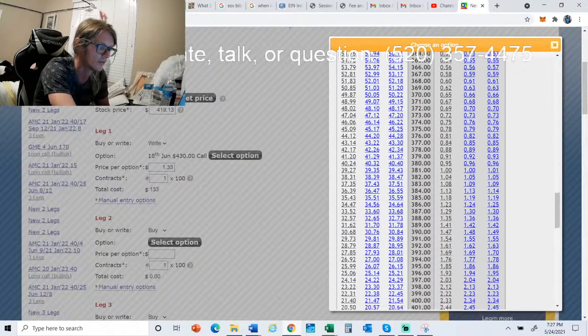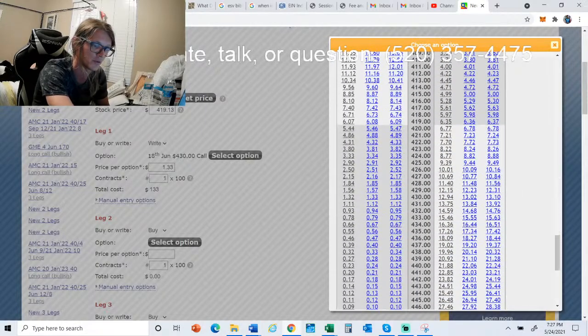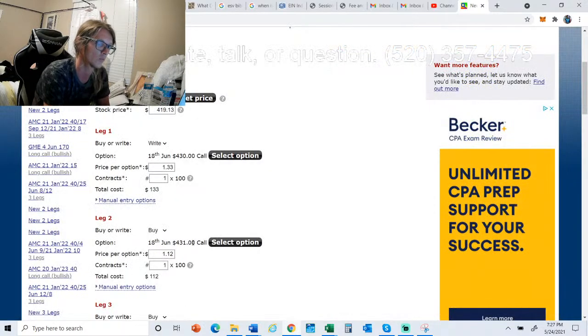If I sold the 430, that means because we're doing a credit spread, we want the credit to be larger than the debit. So that means I'm going to buy the 431. So if I buy the 431 at 112, now my credit is the difference between these, which is 21 cents.